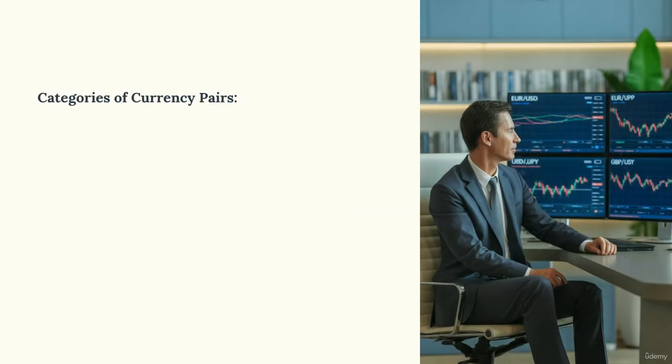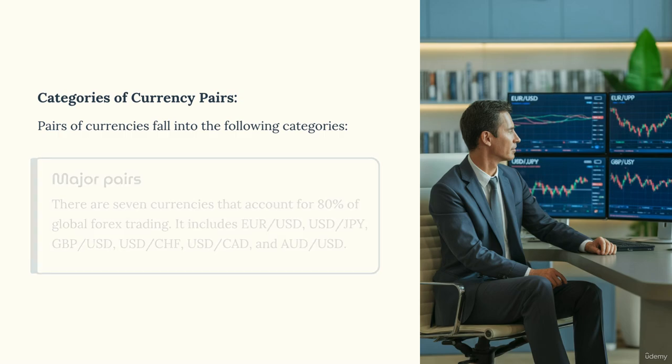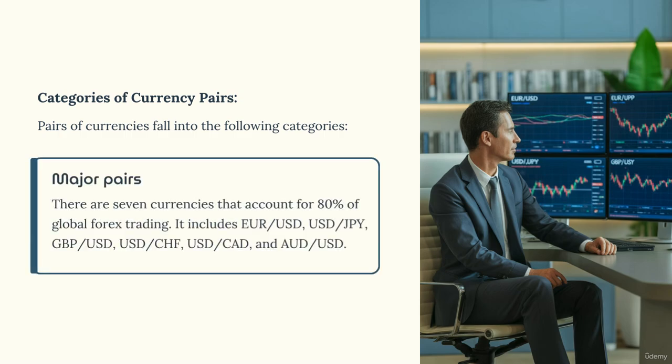Categories of currency pairs. Pairs of currencies fall into the following categories. Major pairs. There are 7 currencies that account for 80% of global Forex trading. It includes EUR/USD, USD/JPY, GBP/USD, USD/CHF, USD/CAD, and AUD/USD.